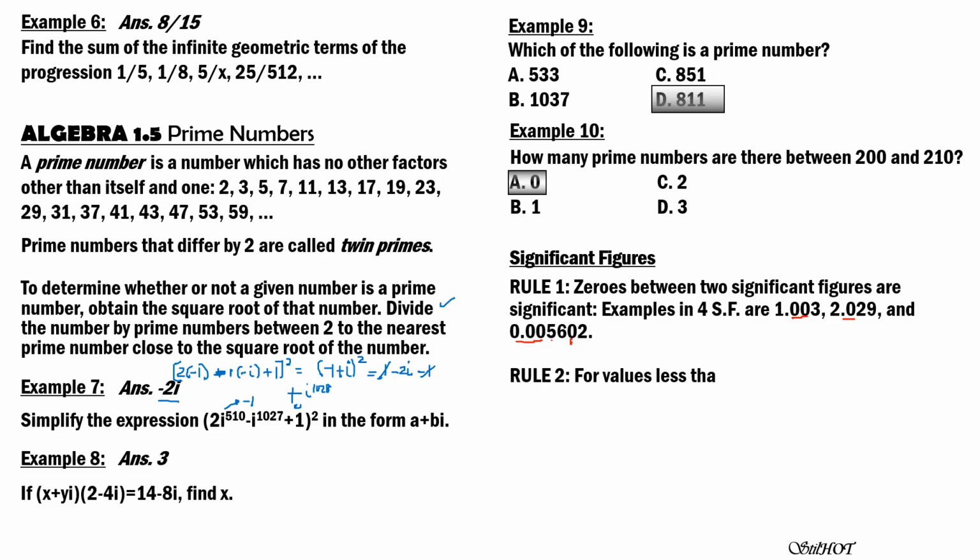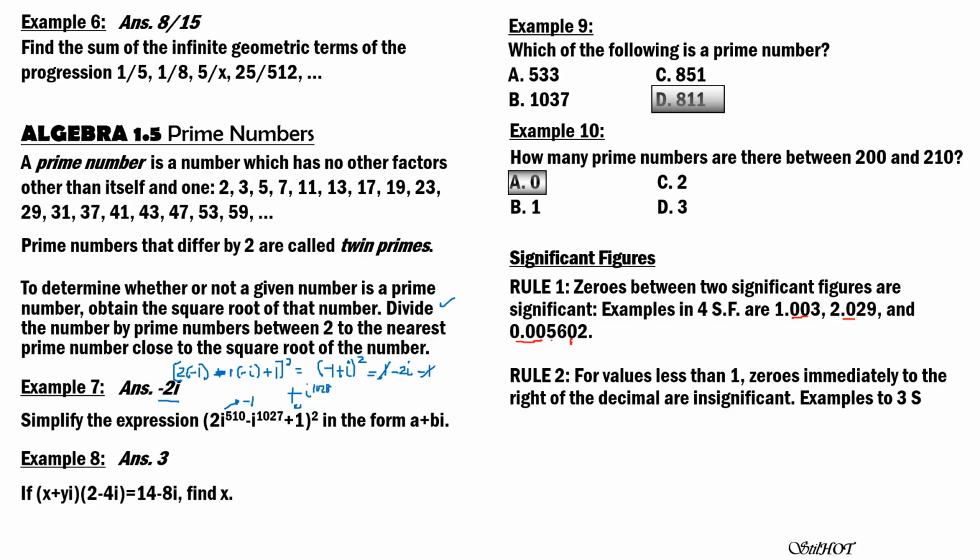Rule number 2: for values less than 1, zeros immediately to the right of the decimal are insignificant. So examples to three significant figures are the following: 0.00281. Only 281 are significant. These are insignificant. 0.340, 3 significant figures: insignificant, significant from rule number 1, and this last zero is significant by rule number 3. So 3 significant figures.